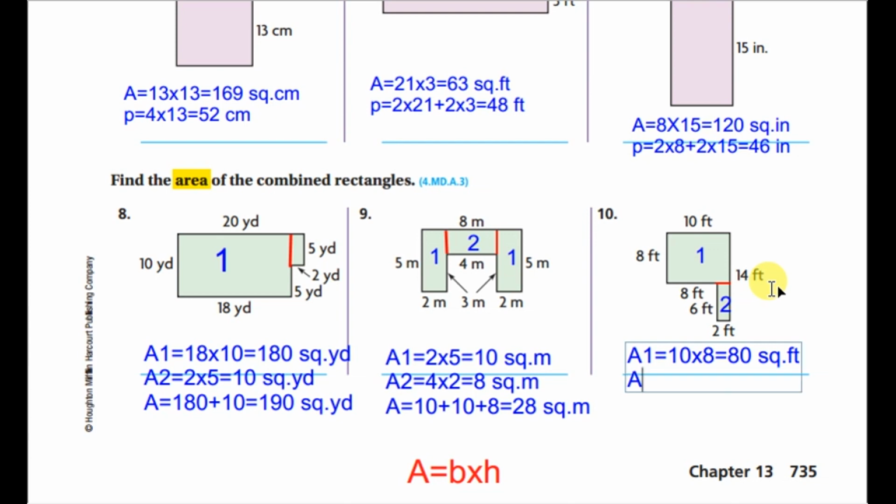Area 2 is equal, what is the base? The base down on the floor is 2 times, what is the height? The height is 6, so 2 times 6 is equal 12, and the unit of area is all in square feet. So let's add the two areas together to find the overall area. So 80 plus 12 will equal 92. 92 square feet.